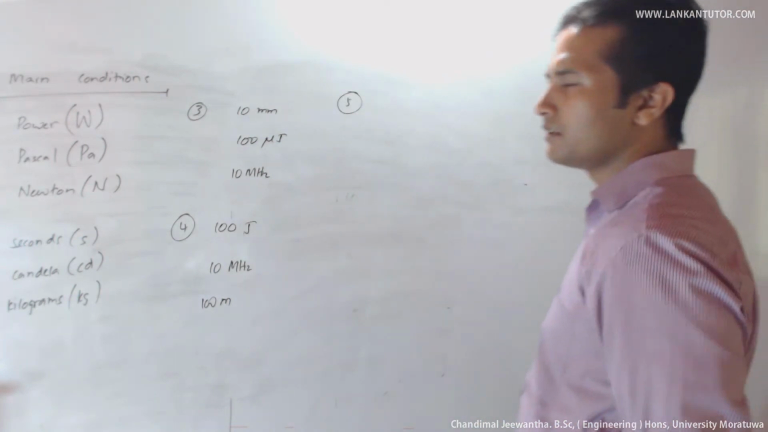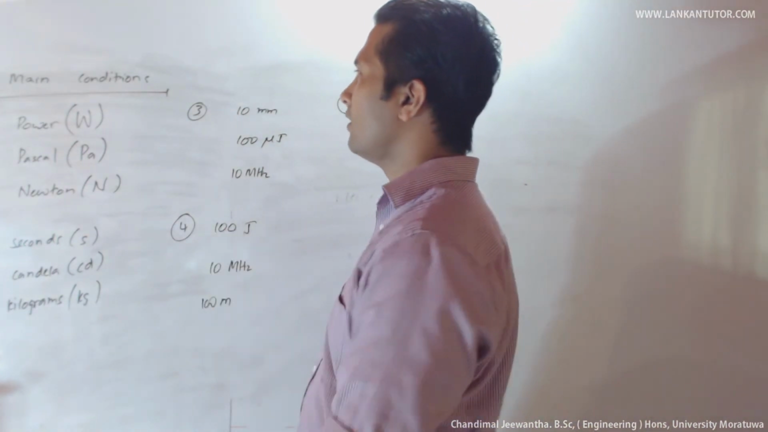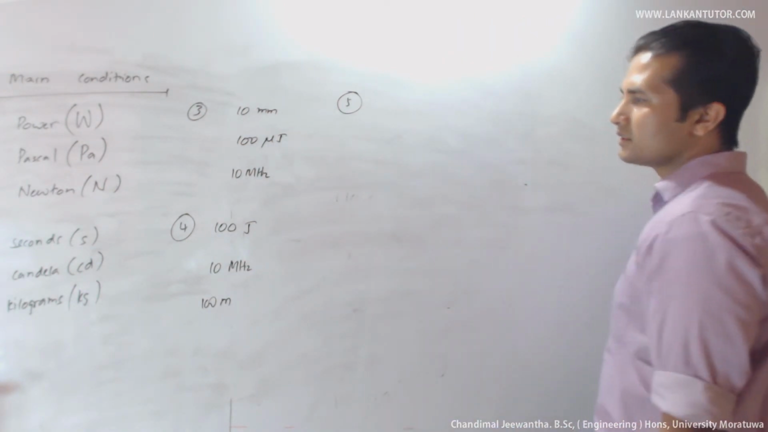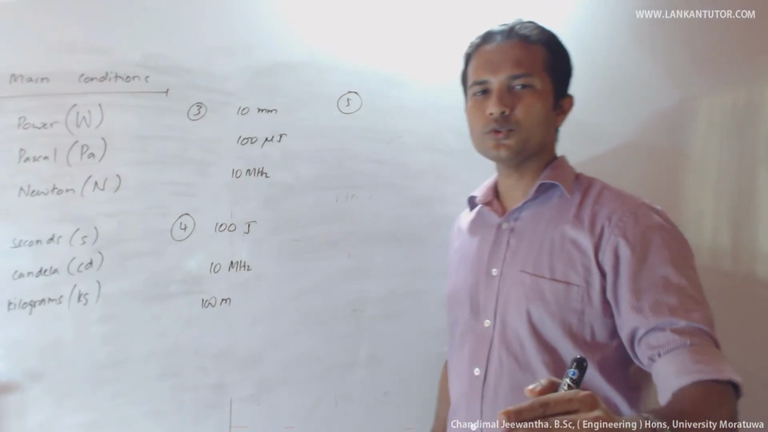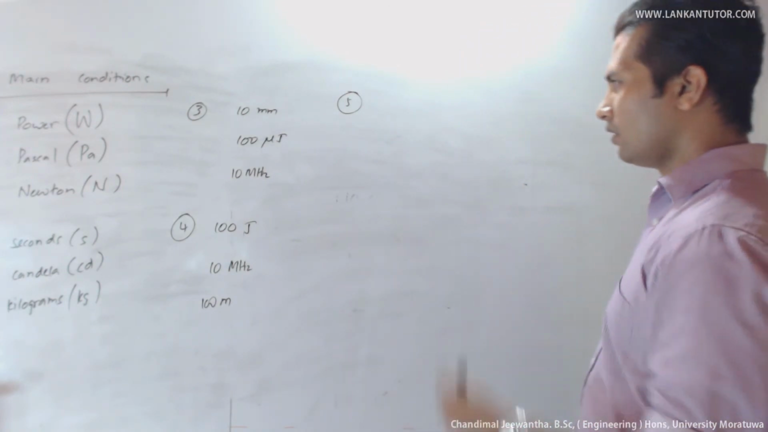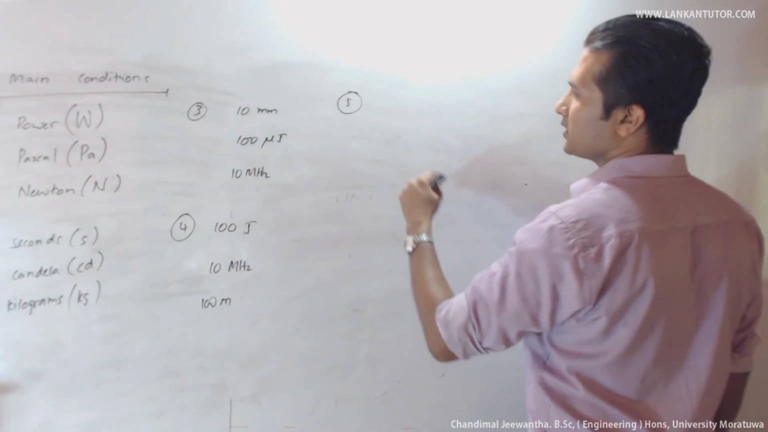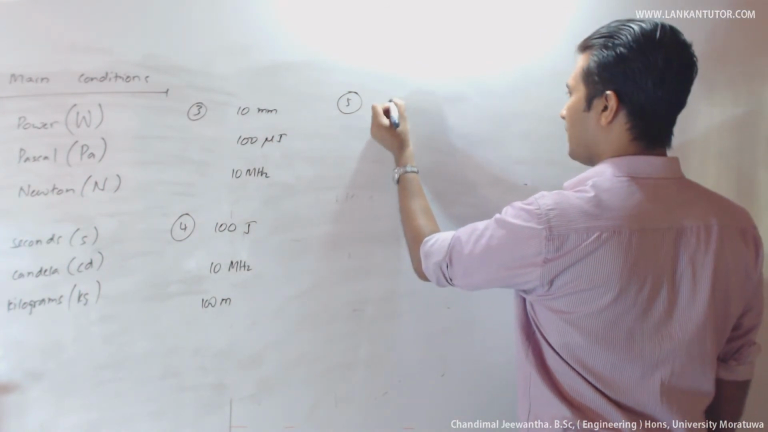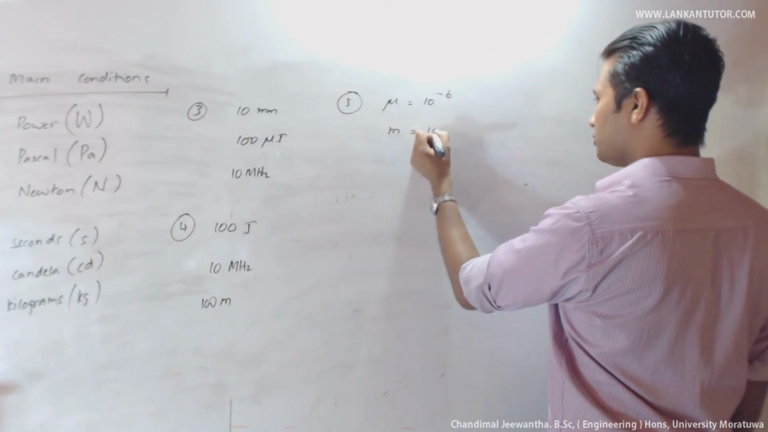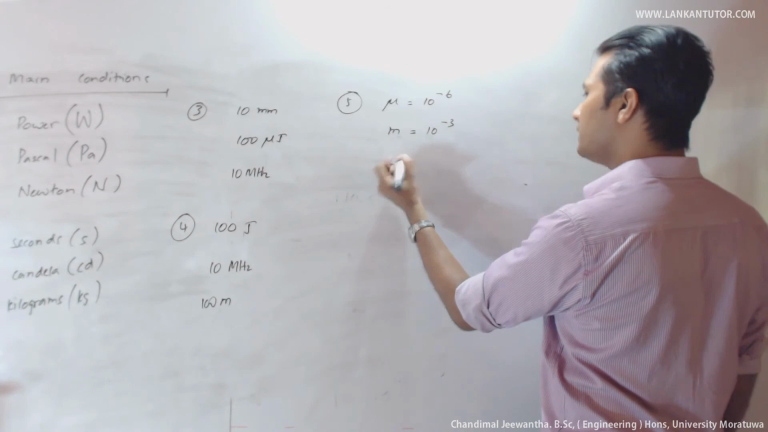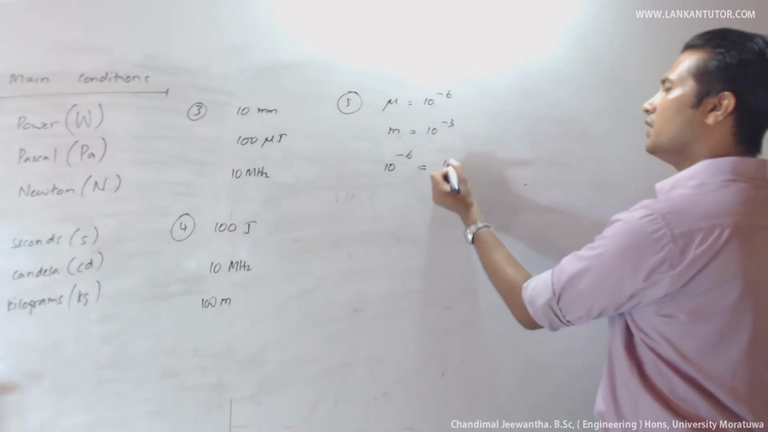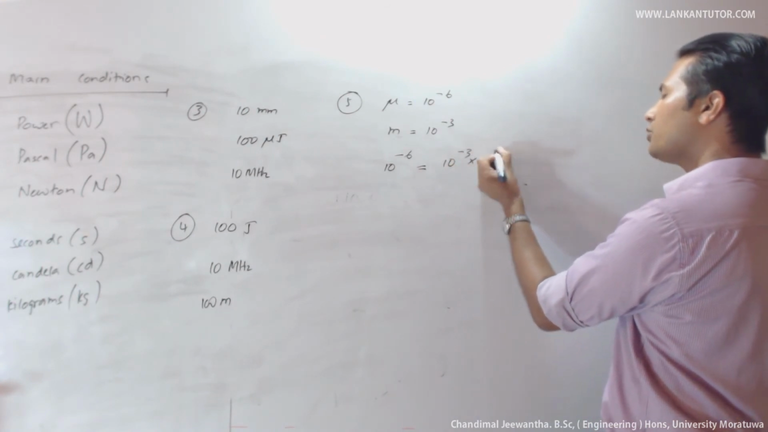What is the next condition under this subtopic? The fifth one is you are not allowed to use two prefixes in one session. For example, micro is 10 to the power minus 6. Milli is 10 to the power minus 3. We can consider that 10 to the power minus 6 is equal to 10 to the power minus 3 into 10 to the power minus 3.